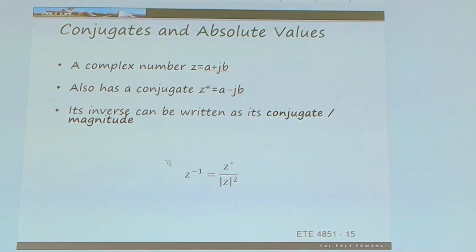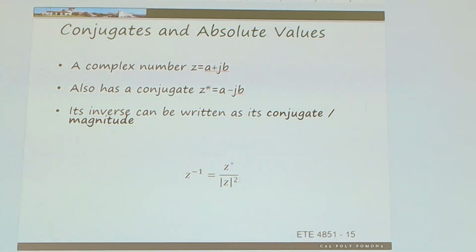Now we already talked about this idea of conjugates and absolute values. So in a complex value, a plus jb, its conjugate, use the asterisk to denote conjugate, is a minus jb. And we write that typically in the inverse. We talked about the inverse, remember? The inverse of a vector is going to be the conjugate over the magnitude squared. So that's what we have right here.